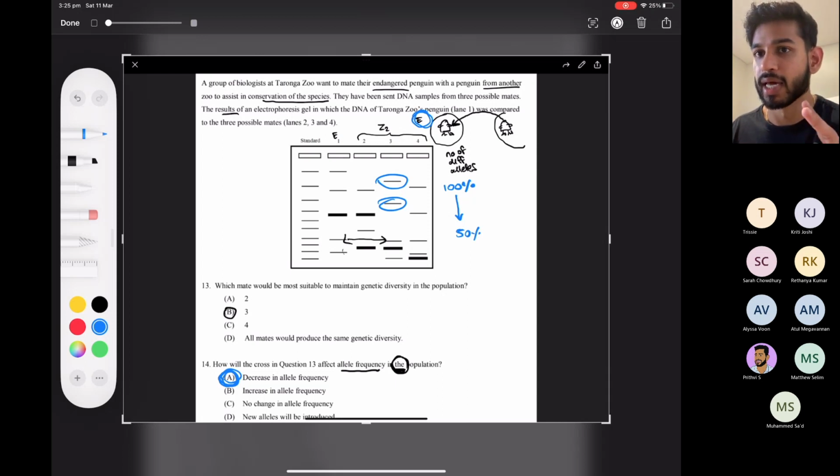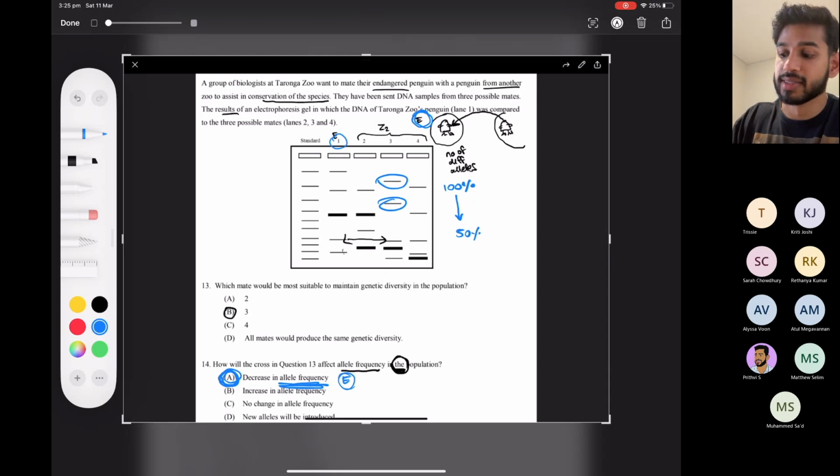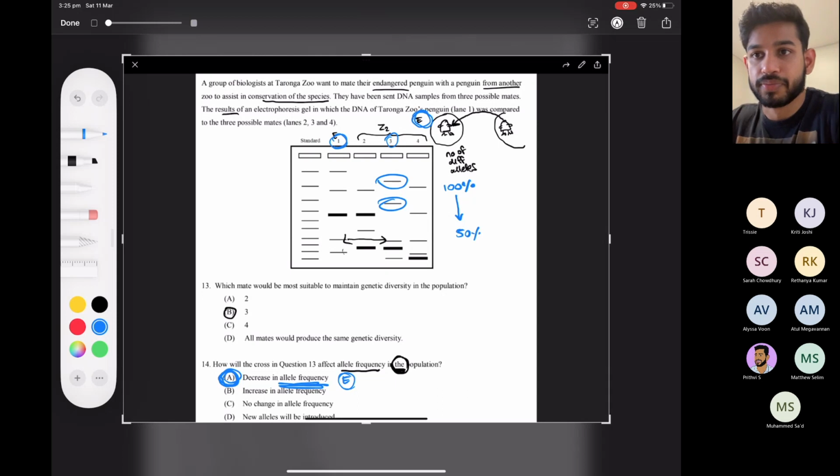And so learning point here is that a high allele frequency does not mean a high genetic diversity. In fact, having a low allele frequency because of multiple alleles means high genetic diversity. So this will actually decrease allele frequency of those endangered alleles that penguin 1 has, because we're introducing penguin 3's alleles in. Alyssa, does that make sense? Yep. Good. Does that make sense to everyone?